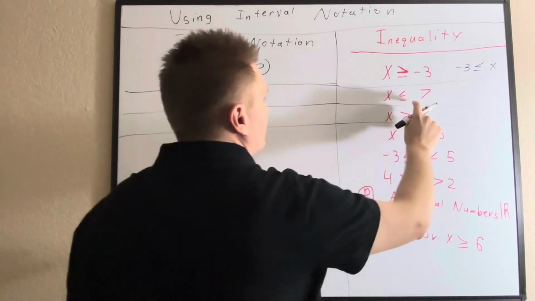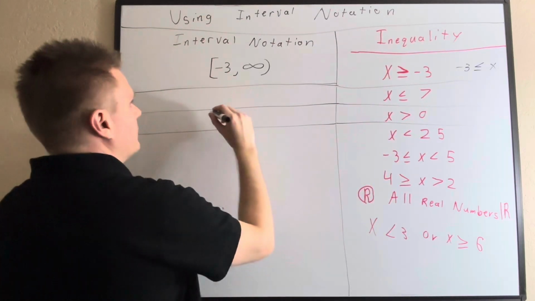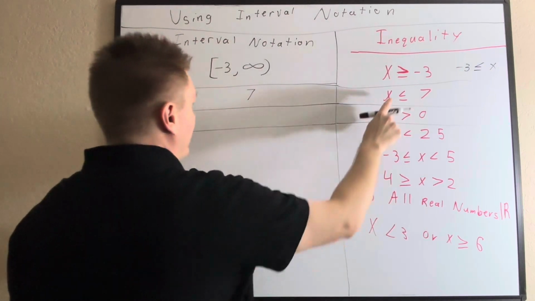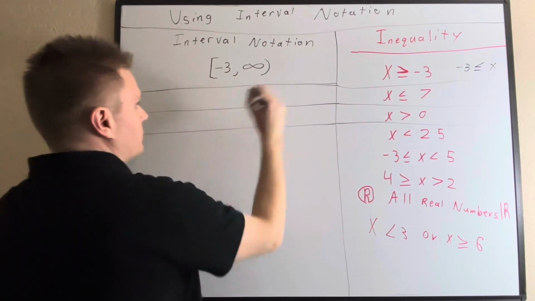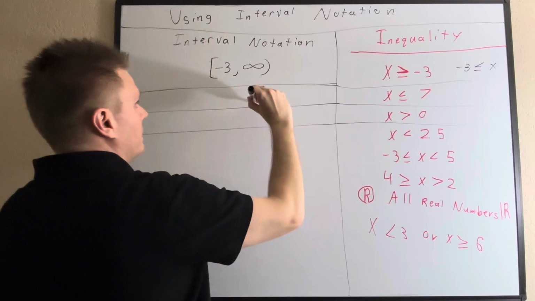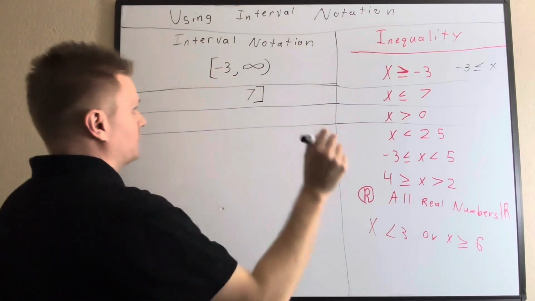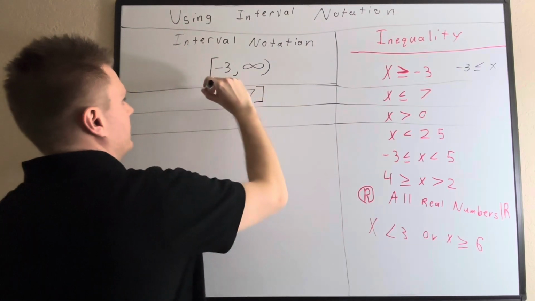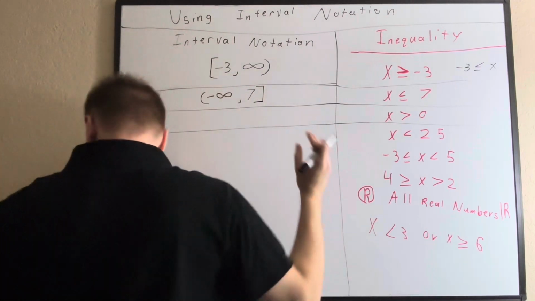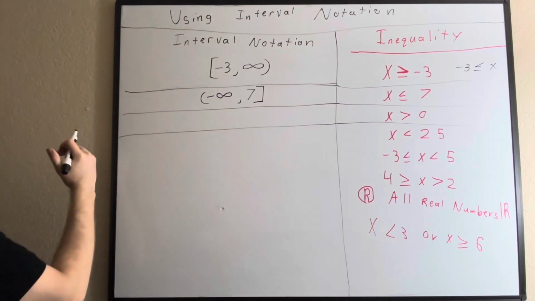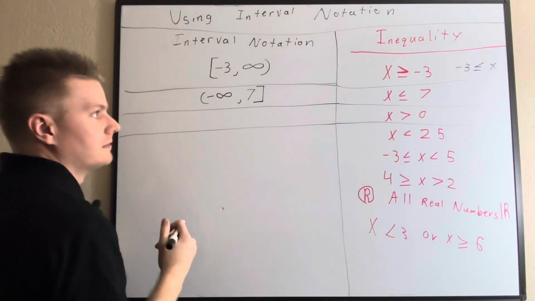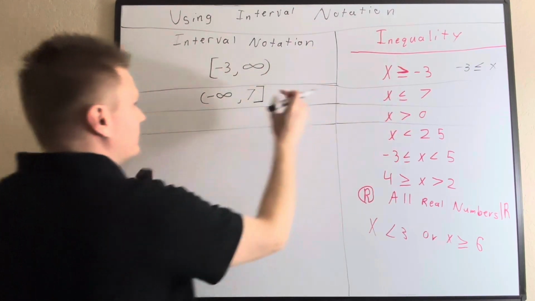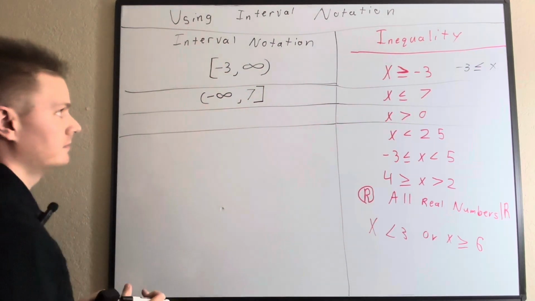All right, let's do x is less than or equal to 7. Okay, we got 7, right? But now x is less than or equal to, so we're going the other direction. And we put our bracket around the 7 because we're including it. And we have negative infinity, right? Because we're going down, down, down forever. Because we want all the numbers, the set of numbers that are all less than 7.